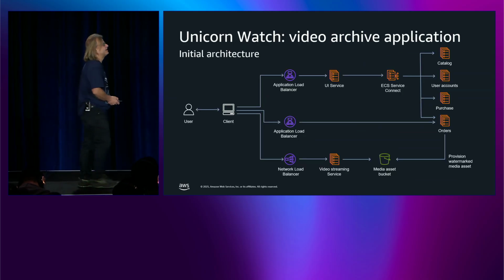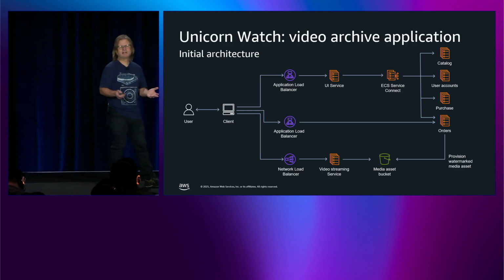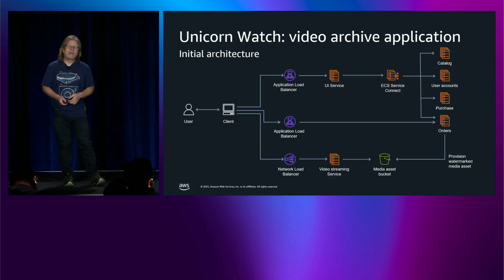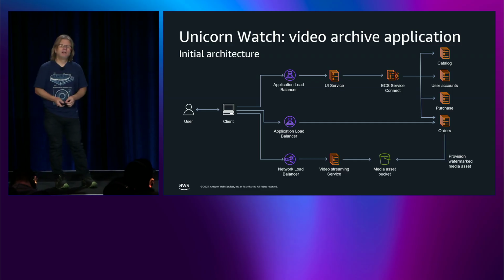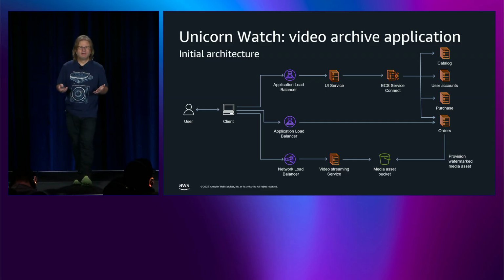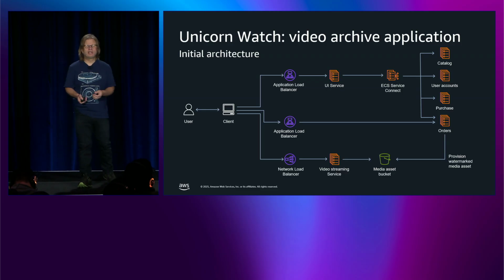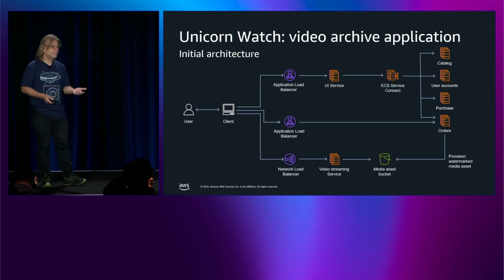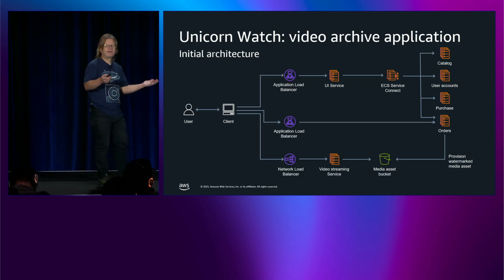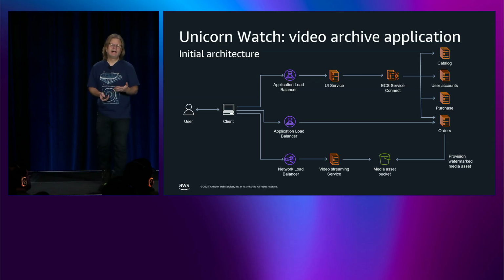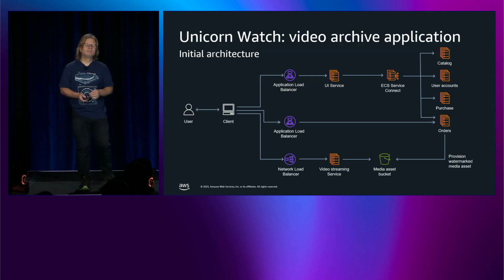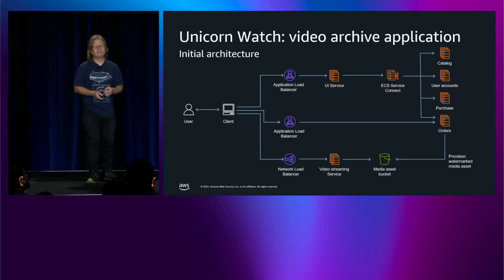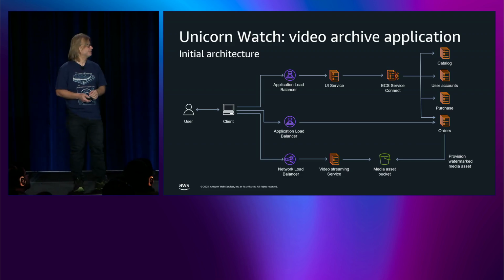So this is the architecture they had prior to advanced deployments coming along. They had a UI fronted with an ALB, and through this UI, users were able to access a catalog of videos, to access their accounts, and to make purchases. When making a purchase, that would trigger the creation of an order fulfillment flow, and the flow could be monitored through another ALB by polling an interface on the orders service. All the interaction between the front end and the back end was through Service Connect.